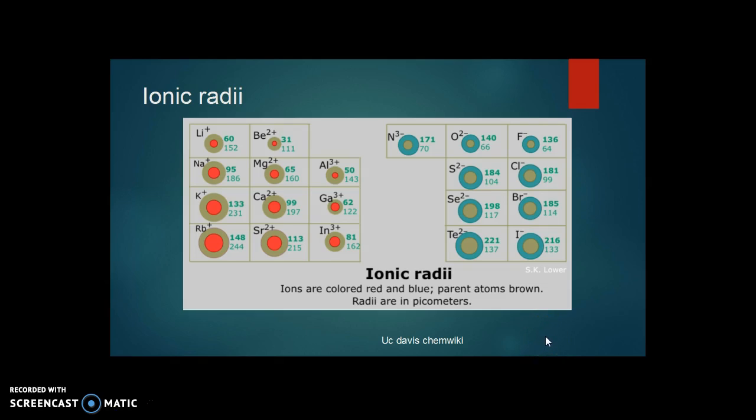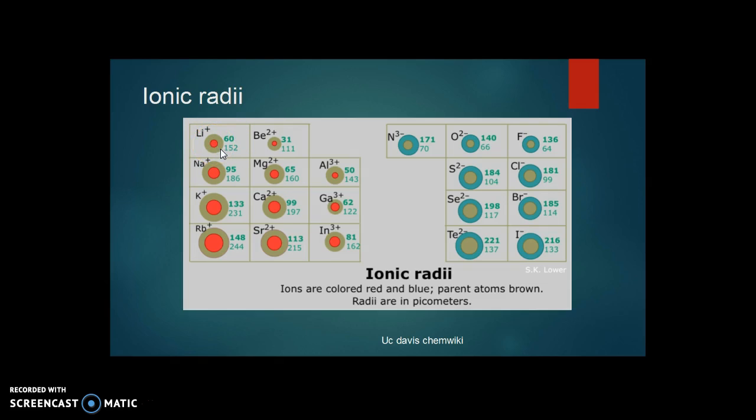One thing you need to understand is what happens when an ion is formed. What we have here are the radius of each atom and ion in picometers. The ions are colored red on the left, that looks orange to me, and blue on the right. And the parent atoms are brown. So you can see here, say with lithium, the parent atom, lithium atom, with no charge, is at 152, but the lithium ion is at 60.